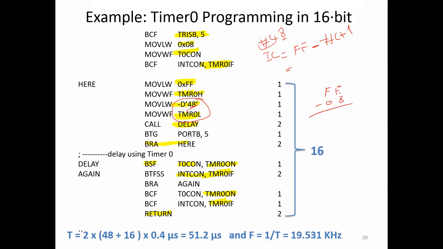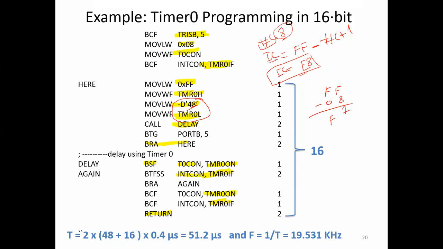255 minus 8 is 247, so F is 15. 15 minus 8, the value is 7 in hexadecimal. F minus 0 is F. So we have F7 plus 1. The result will be F8. Okay. So to have 8 pulses, the initial count should be F8.